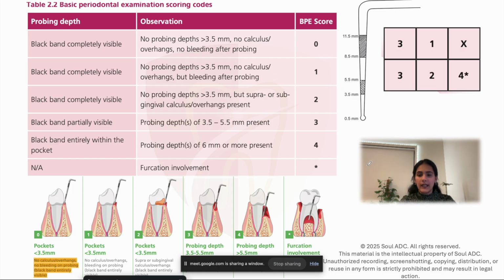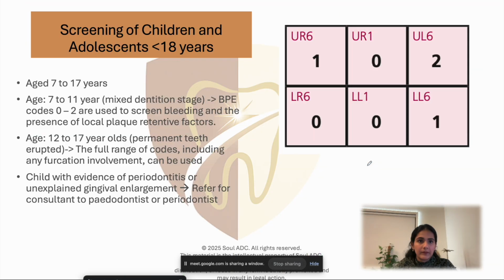Okay, so let's go ahead. Now we have scored it 0, 1, 2, 3, 4 and star. So now we know the situation of the patient. Now we are going to identify what should be the treatment that we need to do. And that's why this basic periodontal examination is used, because we need to identify what should be the treatment for the patient. Also, we need this information so that we can educate the patient on this.